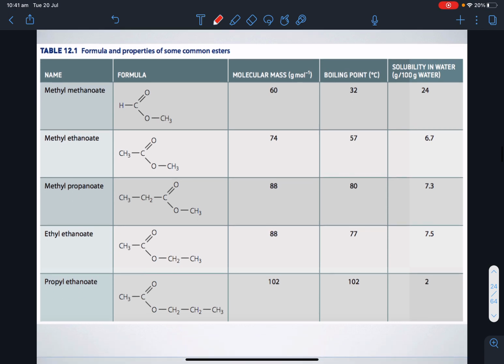Okay, here's some formula and properties of common esters. Notice that the molecular mass is going up, and you can see that the boiling point is going up as well. And it's really only to do with dispersion forces, because we're just lengthening those carbon chains. And you can see as the carbon chain lengthens as well, that polar part is being kind of drowned out, so the solubility in water is going down.